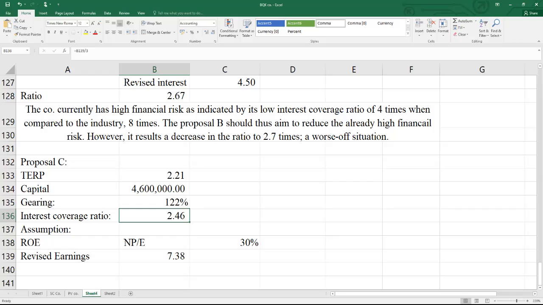That's the interest cover ratio. Just a minute. It ought to be improving because here the company has made more earnings. It ought to improve.